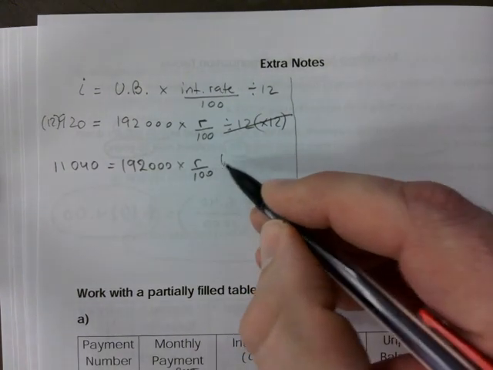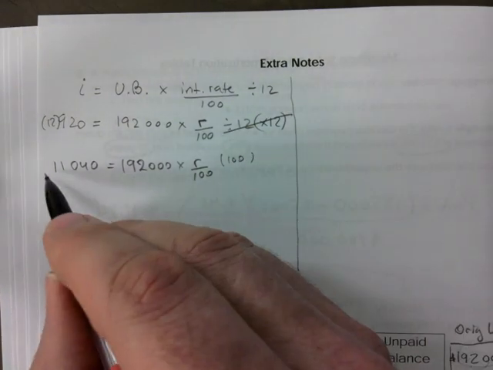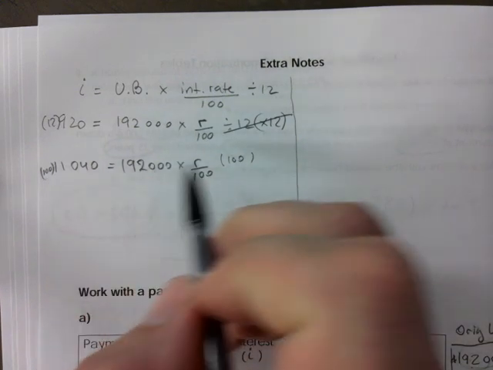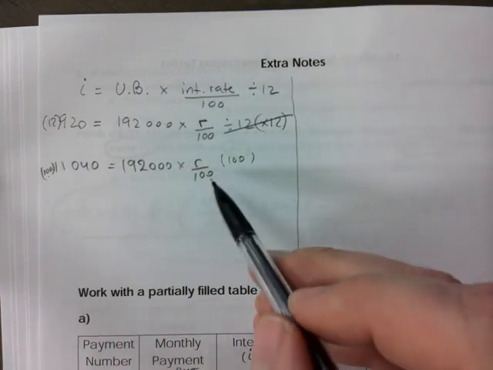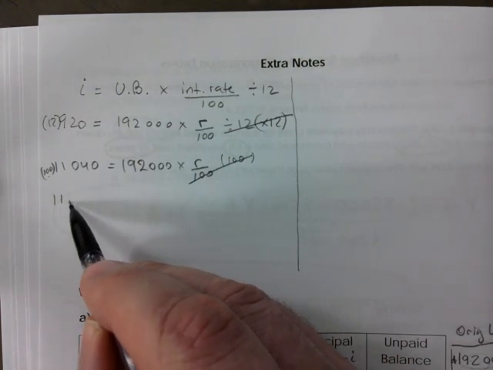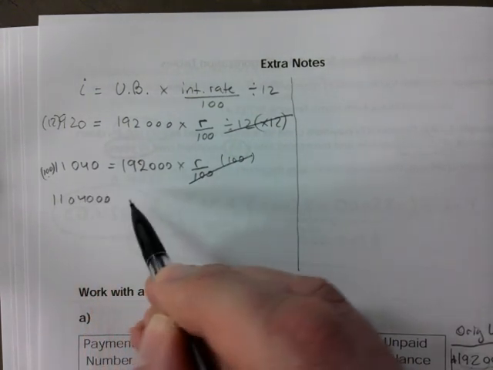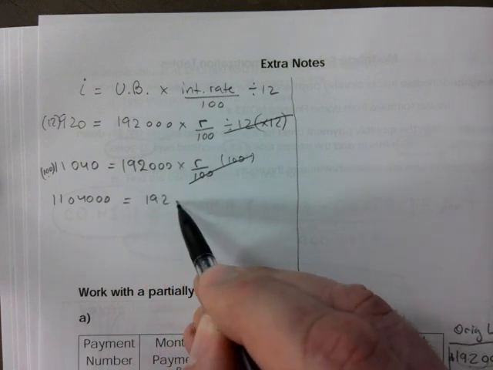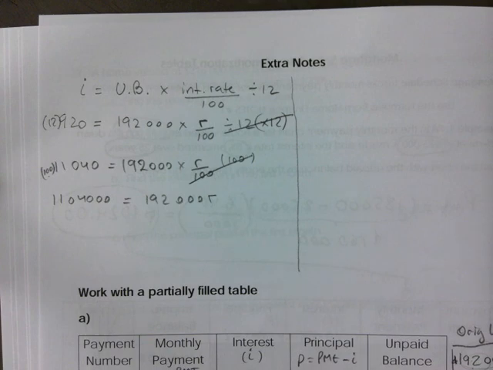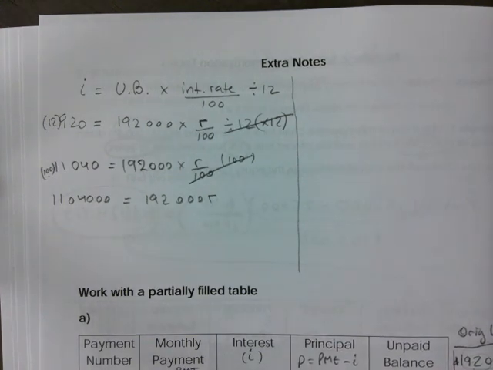Now I'm going to multiply both sides by 100. Sorry, that's a little bit tight, but I'm multiplying both sides by 100 so I can do this. And that leaves me with 192,000 R. I'm just going to put the R right next to that.